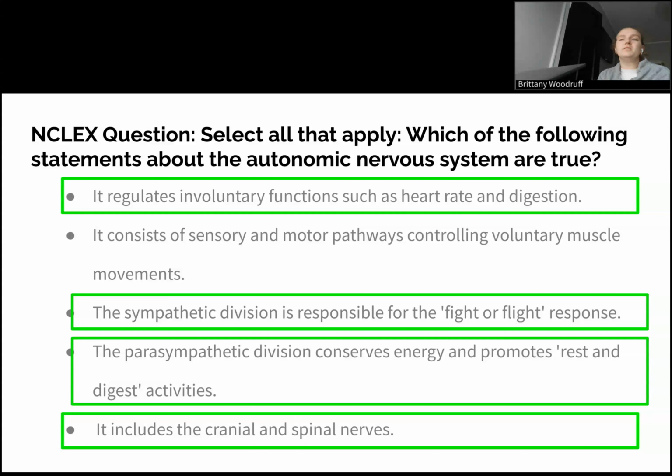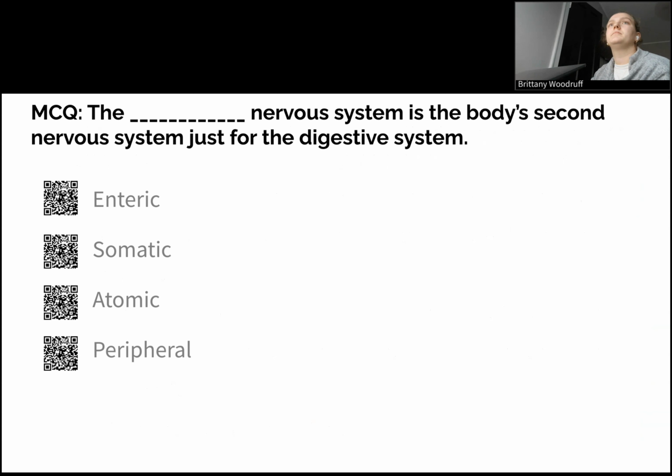Yeah, so autonomic nervous system, automatic functions, right? So heart rate and digestion, automatic functions. Fight or flight response, that is part of your autonomic nervous system. Okay. Parasympathetic division, another division of your autonomic nervous system.